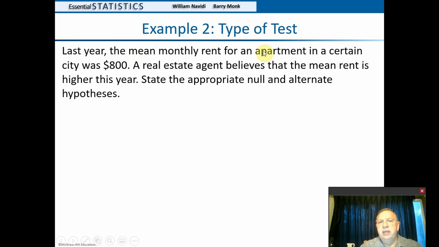So last year, the mean monthly rent for an apartment in a certain city was $800. A real estate agent believes that the mean rent is higher this year. State the appropriate null and alternate hypothesis. So my claim that I want to work on is that mu is actually greater than $800. The complement is mu less than or equal to $800. So that equal is the H0. So I'm going to test against the equal H0. Mu is equal to 800 against mu is greater than 800.